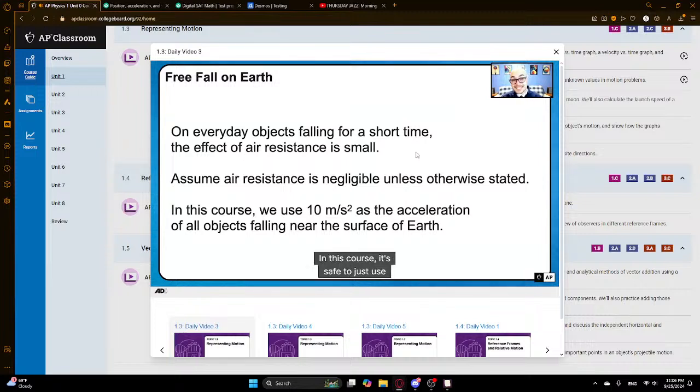In this course, it's safe to just use 10 meters per second squared as the downward acceleration for any falling object near the surface of Earth. Because for most everyday objects, they fall for only a few seconds. So the effects of air resistance are small, and for our purposes, we're just going to ignore those effects.